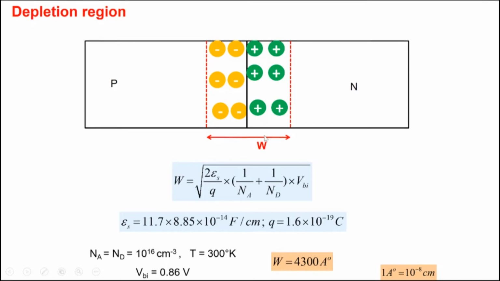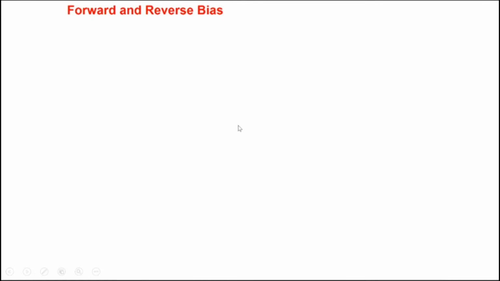You can see less than half a micron here, 4300 angstrom, so less than half a micron here, okay? All right, so that was the p-n junction in equilibrium.